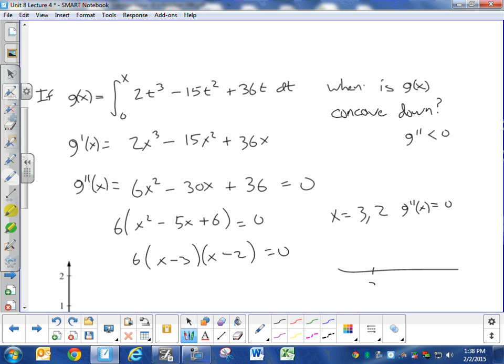So to figure out when it's positive or negative, and especially when it's negative, we will analyze the signs of g double prime by plugging in test values. Testing 4 gives a positive, 2.5 gives a negative, and 1 gives a positive. So when is it concave down? Between 2 and 3. Good question.